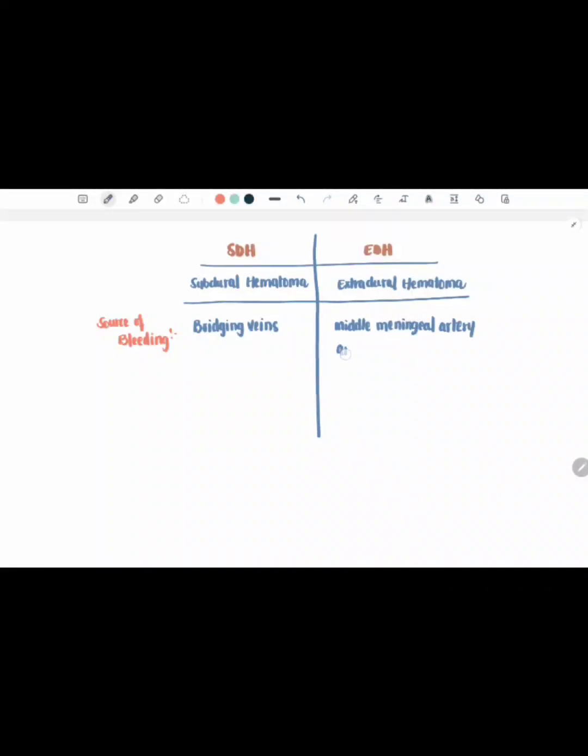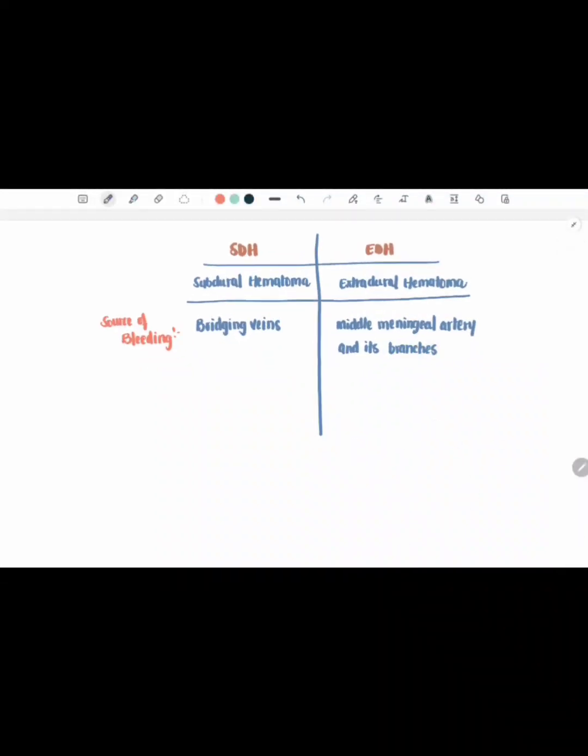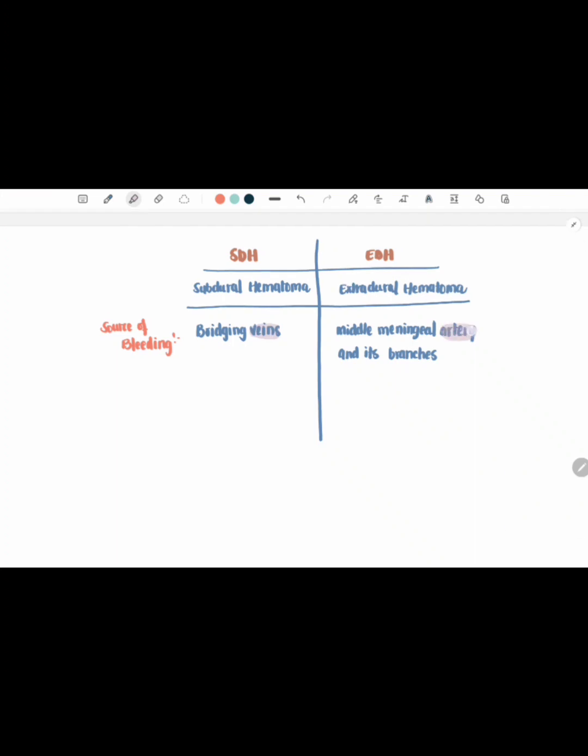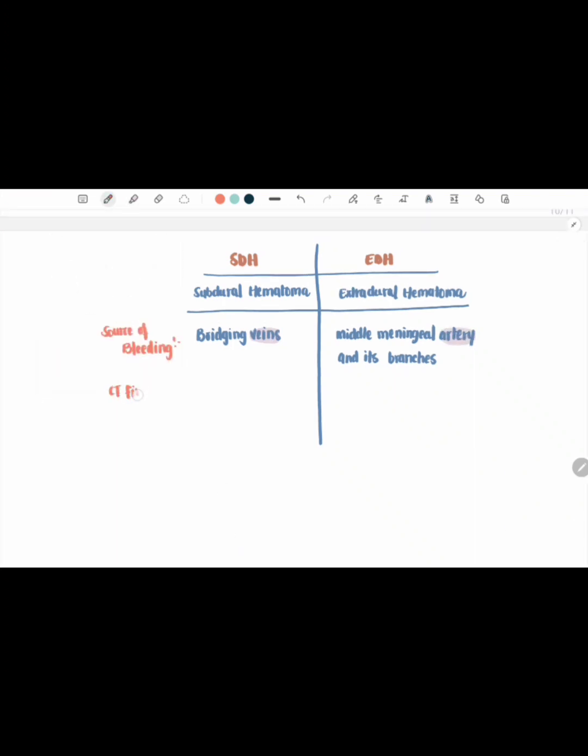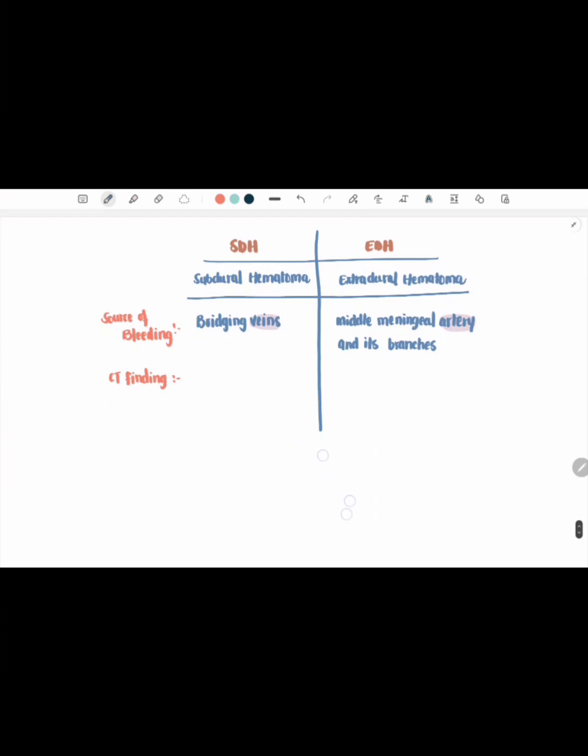Coming to EDH, it is mainly caused by the middle meningeal artery. Veins contribute bleeding in the case of SDH, whereas arterial bleeding is seen in EDH.